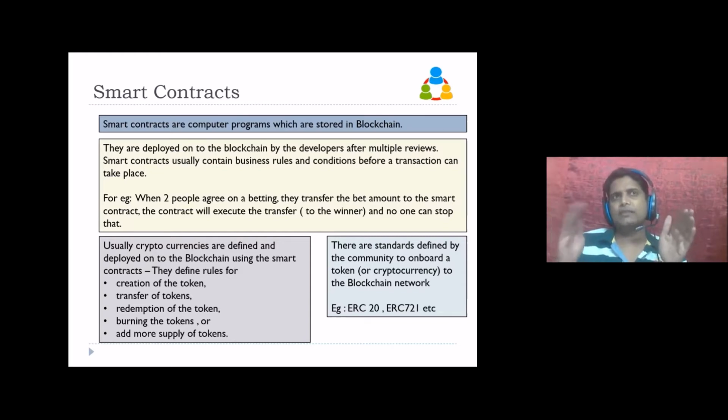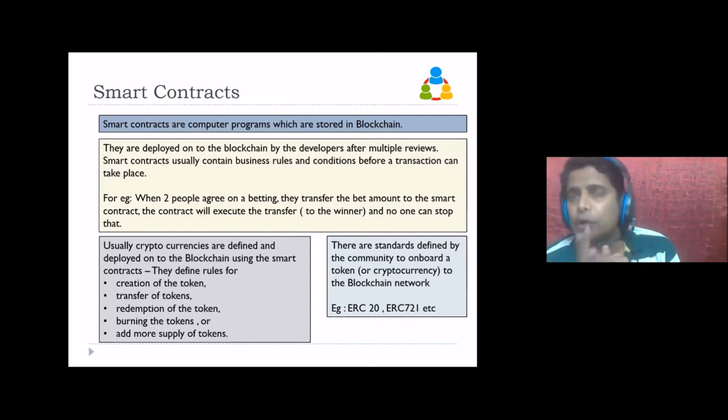Those rules come in several categories, like ERC20, ERC721, ERC1155. There are various Ethereum standards. Okay, and this is with respect to cryptocurrencies. There are other use cases wherein we can write smart contracts and then build applications and deploy them onto the blockchain.